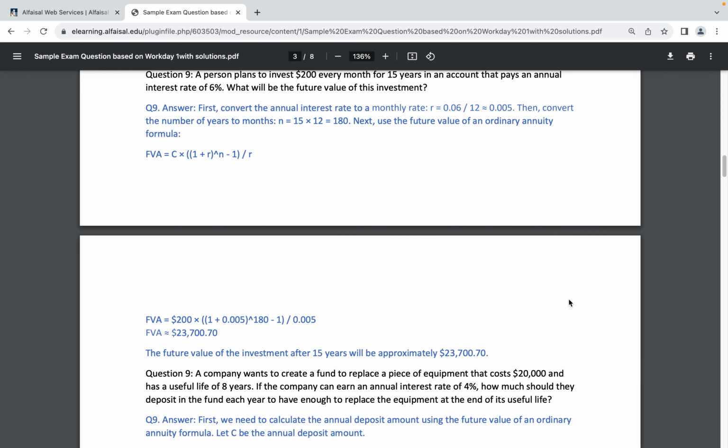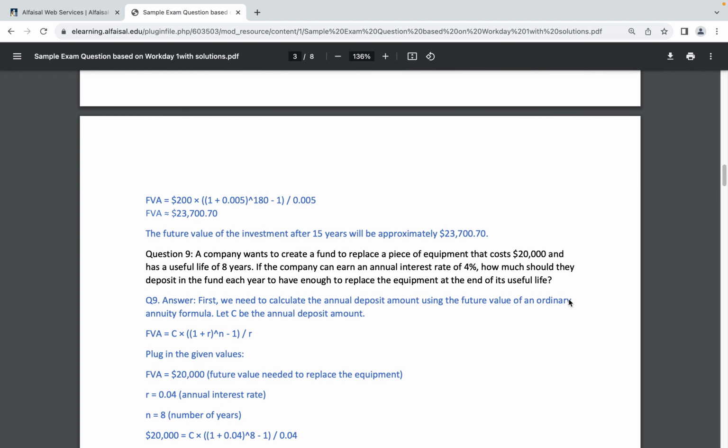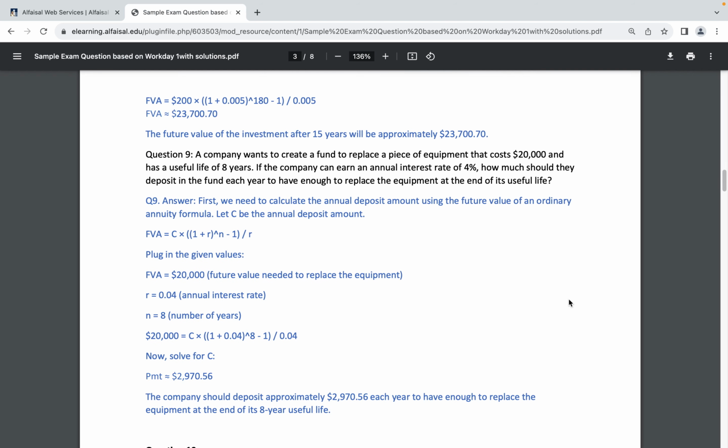Now, moving on to question 9. A company wants to create a fund to replace a piece of equipment that costs $20,000 and has a useful life of 8 years. If the company can earn an annual interest rate of 4%, how much should they deposit in a fund each year to have enough to replace the equipment at the end of its useful life?